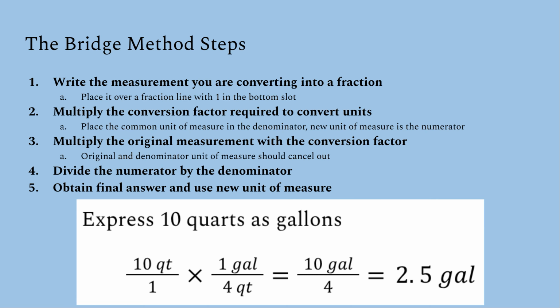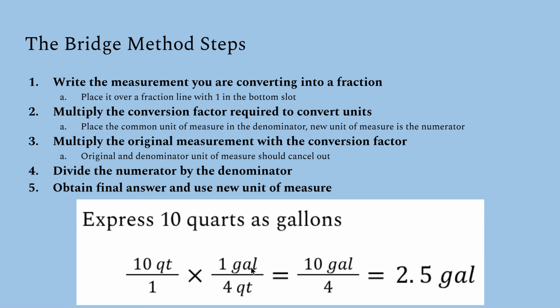We're just going to simply write 10 quarts and place that over a fraction line followed by a 1. Anything divided by 1 is equal to itself, so this is still the same as 10 quarts. It's just 10 quarts expressed as a fraction. And we are going to multiply that by the equivalency. We're going to write what we are converting to, which is gallons. So 1 gallon goes on top.